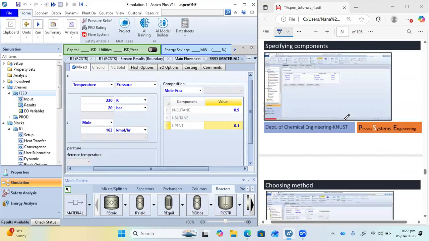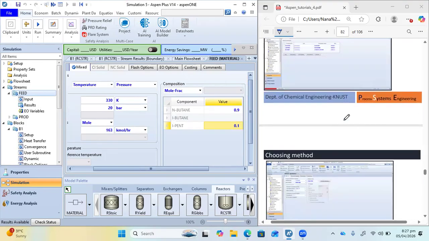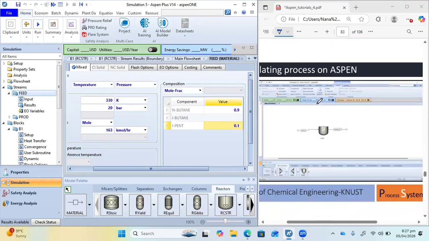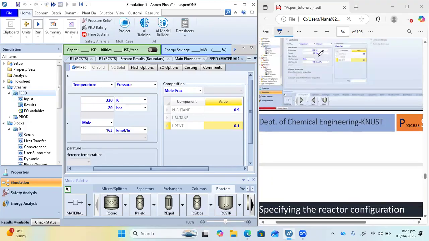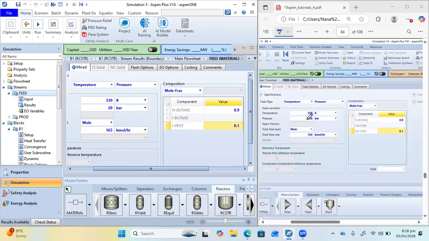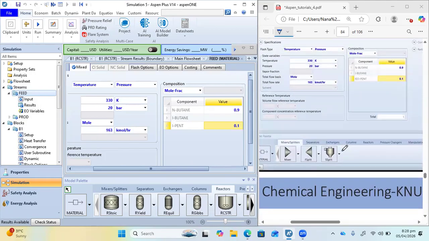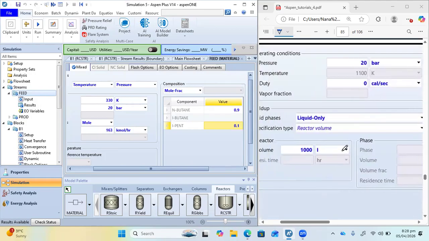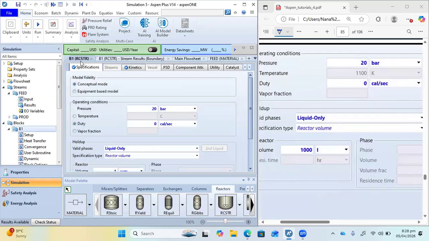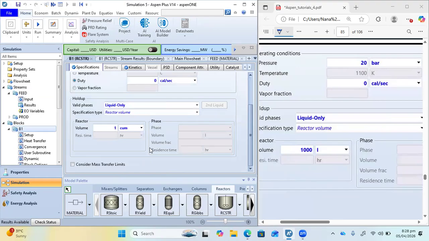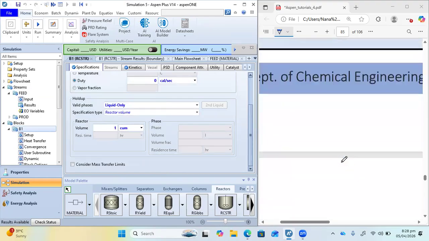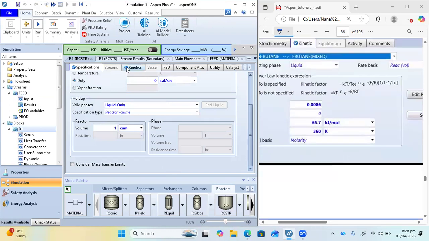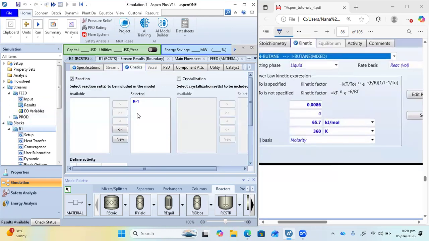I'm wondering why I'm not getting the values I'm looking for. So I think we would end our discussion on this for today. Let me just make sure that my specifications were not wrong. 20 bar. Yeah, the volume is fine. Let me check the kinetics again.